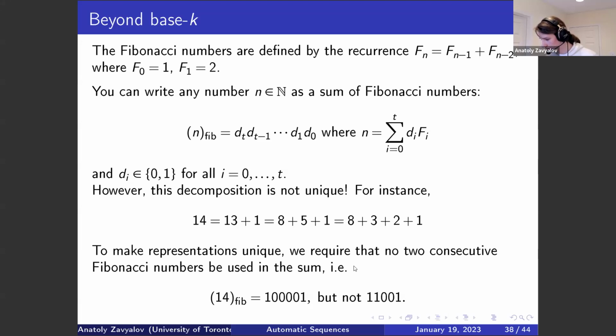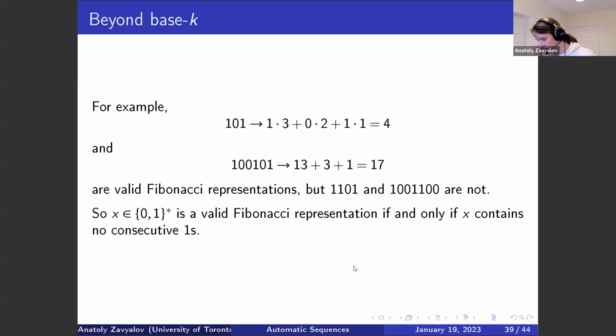This restriction is equivalent to saying, 1, 0, 1 is the same thing as 1 times 3 plus 0 times 2 plus 1 times 1, which is 4. And 1, 0, 0, 1, 0, 1 corresponds to a 13, a 3, and a 1, so this is 17. So these are valid Fibonacci representations, but if you have repeating 1s anywhere, they're not. A binary string is a valid Fibonacci representation if and only if you don't have any consecutive 1s in it.